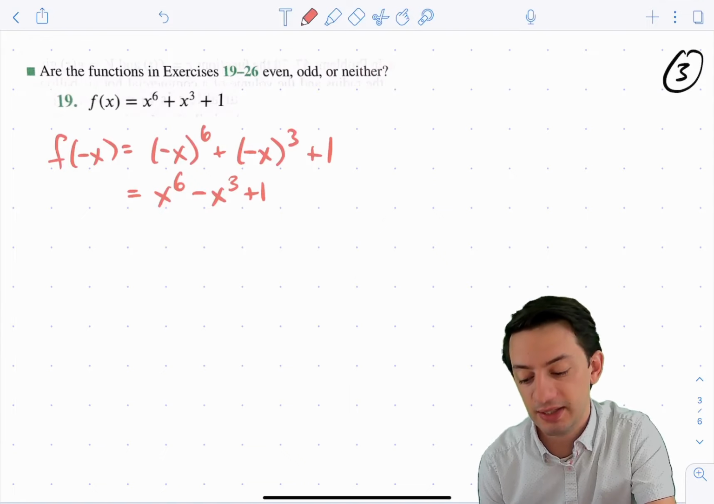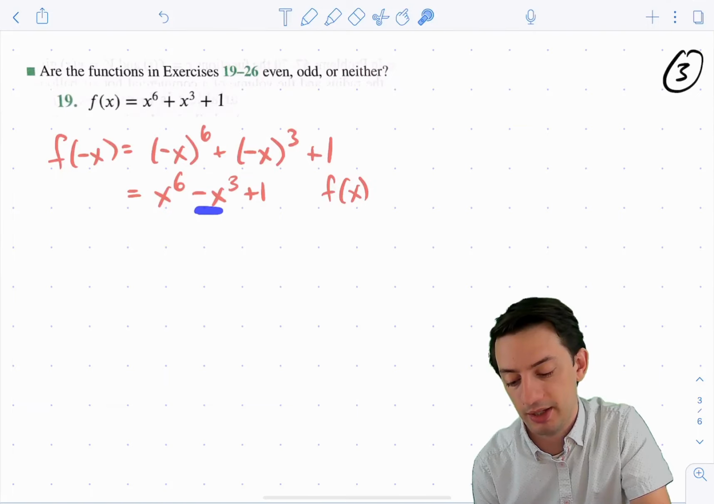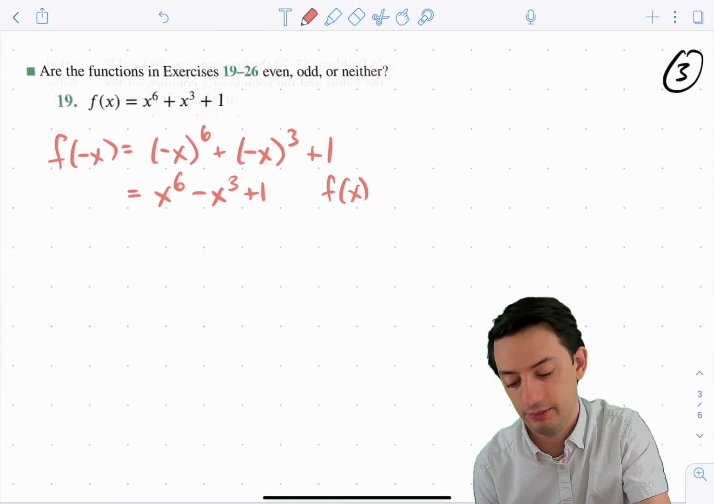So is this the same as f of x? No, because this has a minus and this has a plus. So it's not even.